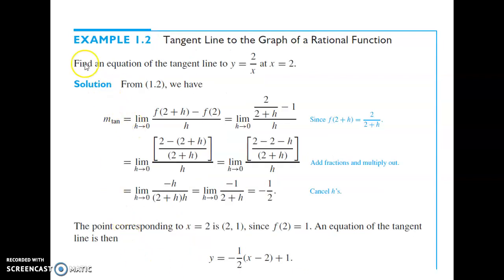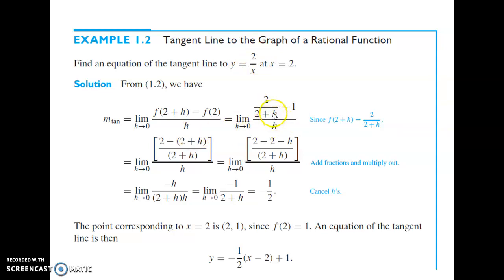Another example. Find an equation of the tangent line to this graph at x is equal to 2. Similarly, here a is 2, so the limit of f(2 plus h) minus f(2) divided by h. So f(2 plus h), I put x is 2 plus h, therefore it is 2 upon (2 plus h) minus 1, because f(2) is 1, because I put x is equal to 2, 2 cancels, you get 1, right?